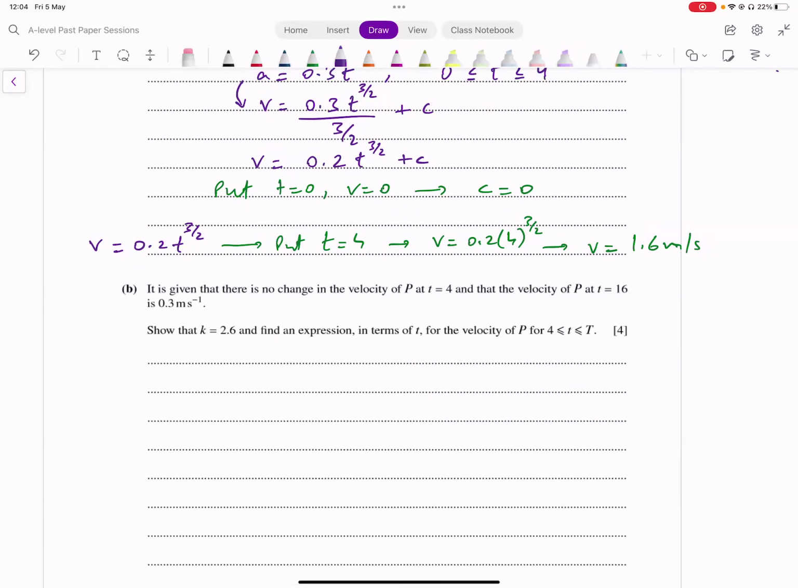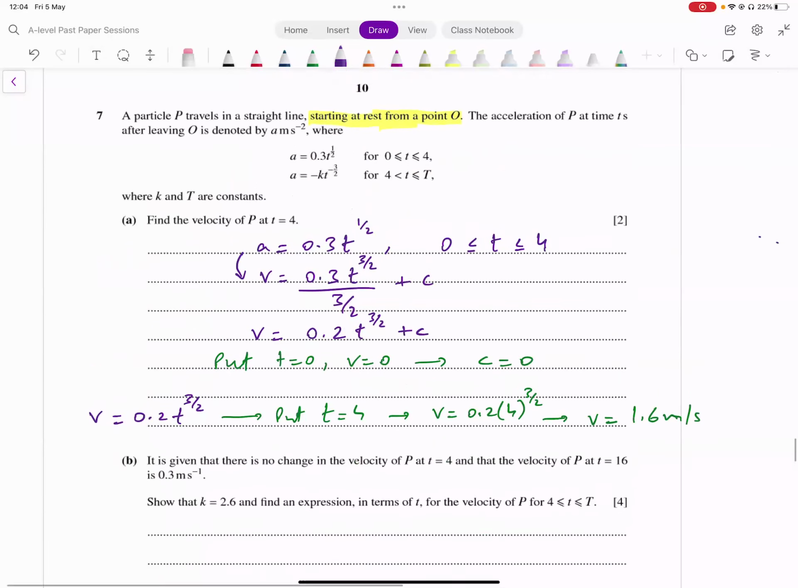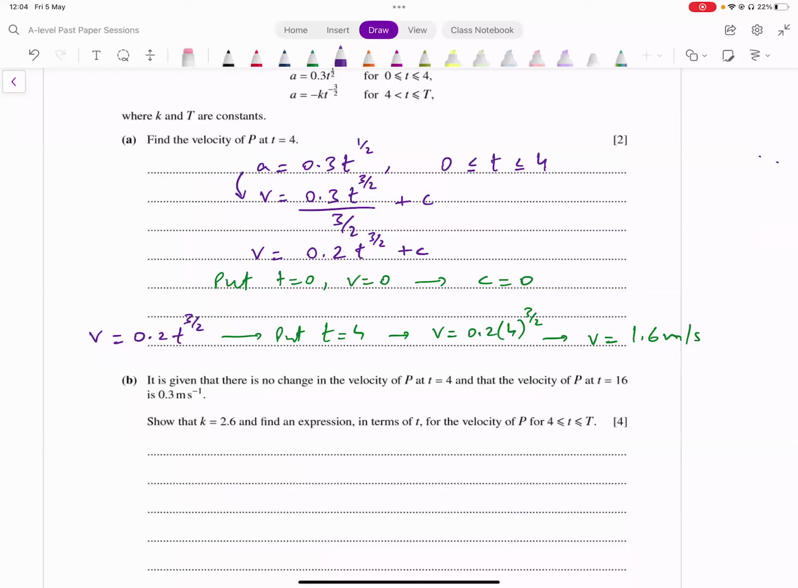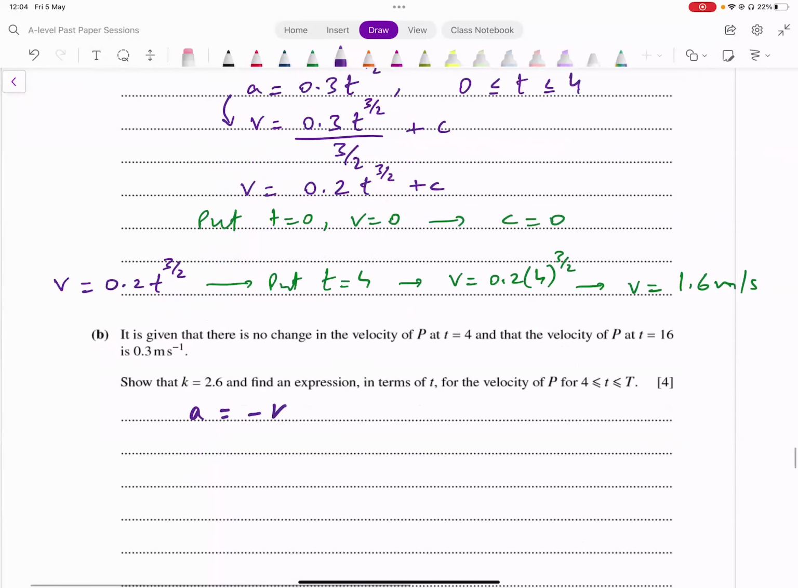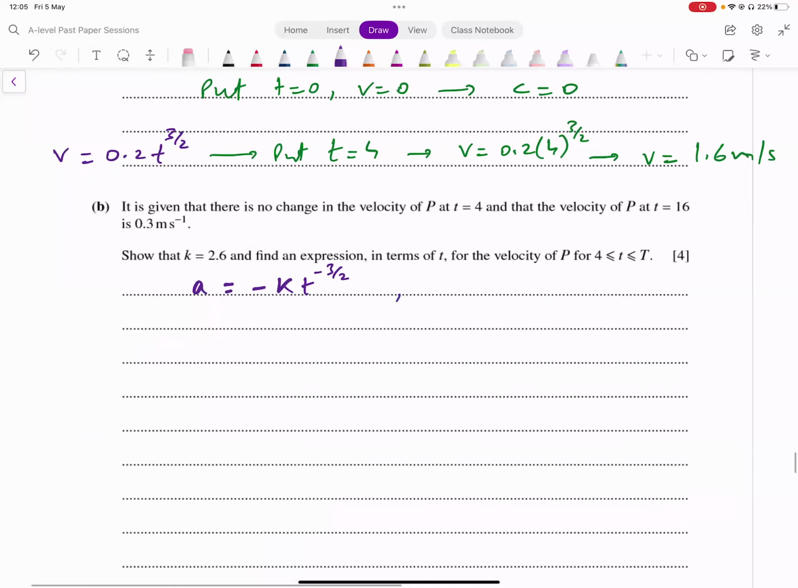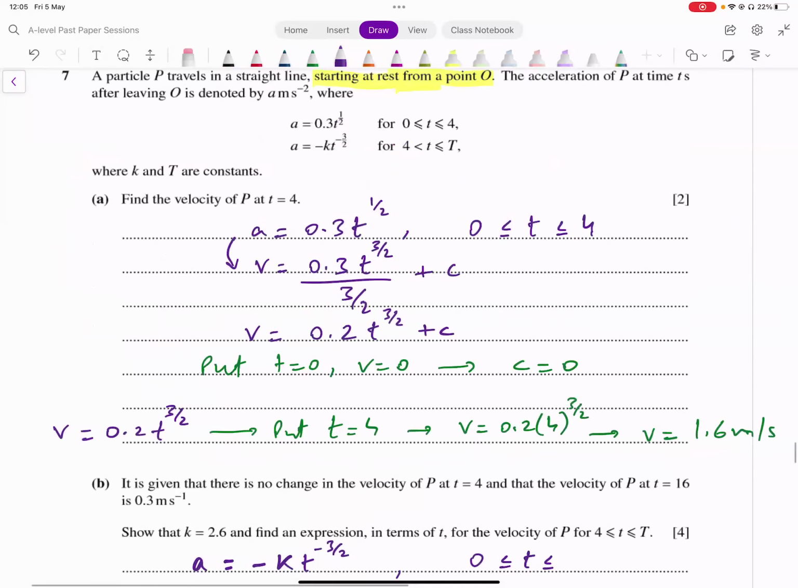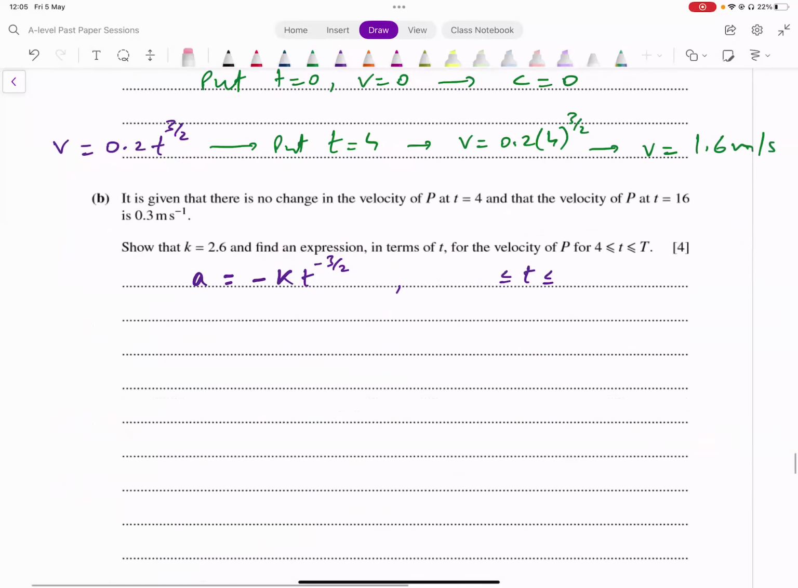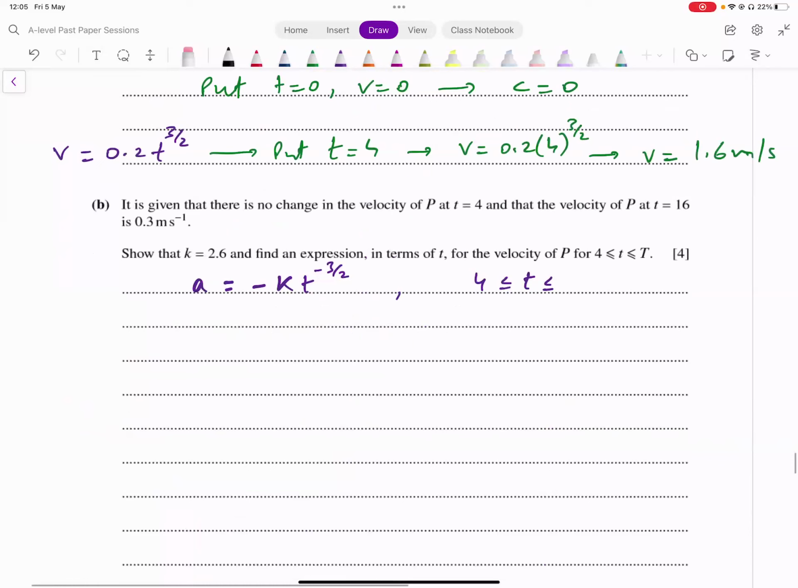Okay, let's look at this. It's given that there is no change in velocity. Now we have the first part and the second part. Let's focus on the second part. A is equal to minus kt raised to power minus 3/2. This is the equation that we have for time between 4 and capital T. 4 is not included, there is no equality sign, and capital T. This is your acceleration equation. It said the velocity does not change suddenly. First let's find the velocity function. How will it come?